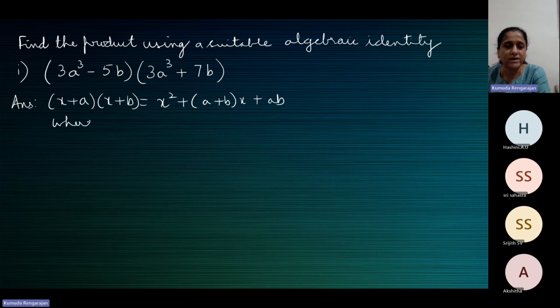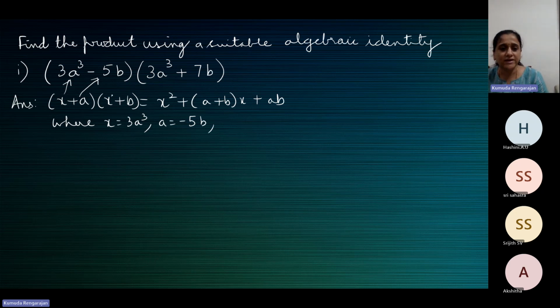where, compare, where x is what, children? See here, 3a cubed. So x is 3a cubed, and plus a is minus 5b. So a is minus 5b because it's plus a. Plus a is equal to minus 5b. That means a is equal to minus 5b.